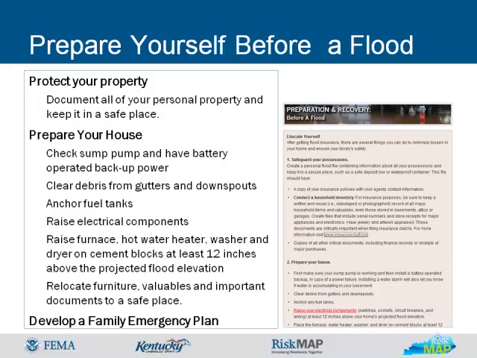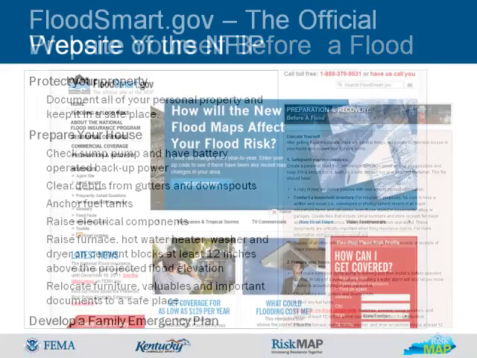You should also prepare your house. Check your sump pump and have battery-operated backup power. Clear debris from gutters and downspouts. Anchor fuel tanks, raise electrical components, and raise your furnace, water heater, washer, and dryer on cement blocks at least 12 inches above the projected flood elevation. Relocate furniture, valuables, and important documents to a safe place, and develop a family emergency plan.